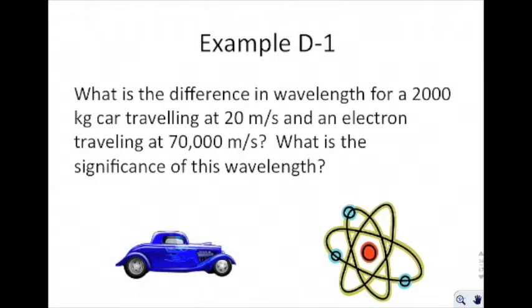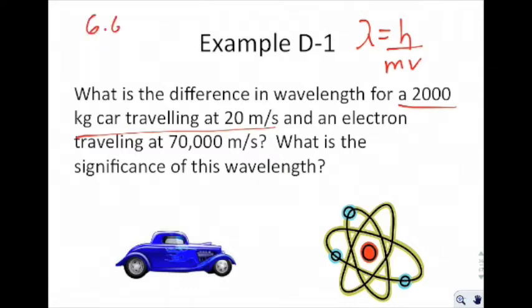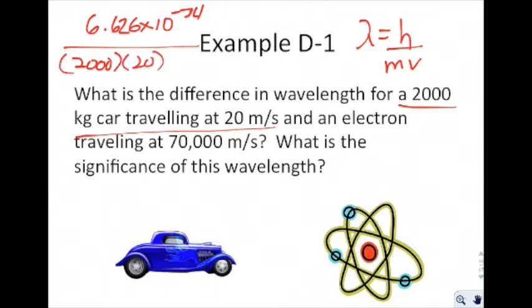Now, if you look at this, it says we're trying to look at the difference in wavelength. Now, remember, wavelength is equal to h divided by mv. Well, for the first one, I'm looking at a car, which is 2,000 kilograms traveling at 20 meters per second. That one's pretty easy. I would get 6.626 times 10 to the minus 34th. And the wavelength of this particular car ends up being fairly small, because I'm taking Planck's constant and dividing it by 2,000 multiplied by 20. So the total result would be 6.626 times 10 to the minus 34th divided by 40,000. Really small number.